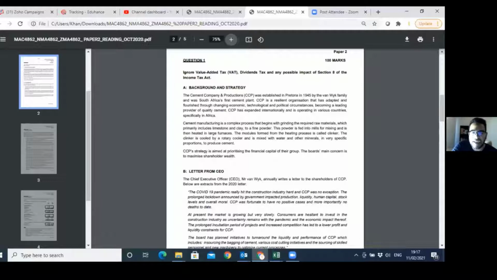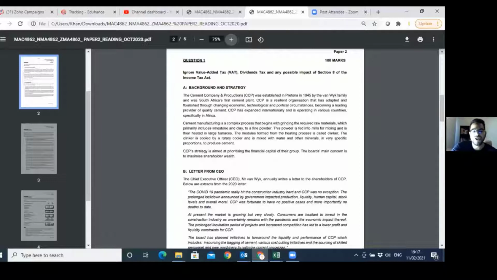CCP has expanded internationally and is operated in various countries, specifically in Africa. Cement, okay, before we go on, you can see just the background information, 1945, that's cool. I think what is important over here is that they are operating internationally, so not just in South Africa, but mainly in the rest of Africa. So just be aware of that. That will help you with strategy related questions.